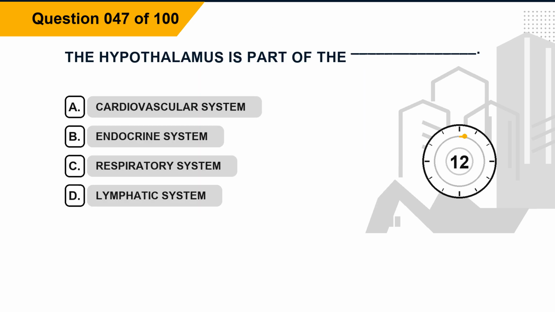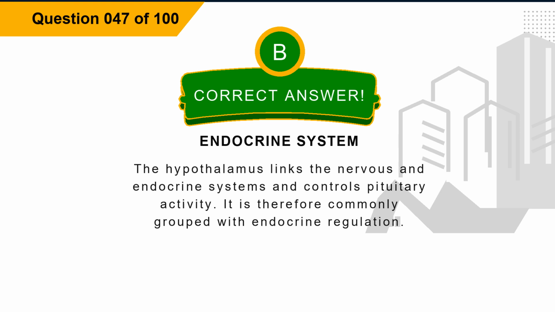Question 47. The hypothalamus is part of the blank. Option A, cardiovascular system. Option B, endocrine system. Option C, respiratory system. Option D, lymphatic system. The correct answer is option B, endocrine system. Explanation: the hypothalamus links the nervous and endocrine systems and controls pituitary activity. It is therefore commonly grouped with endocrine regulation.